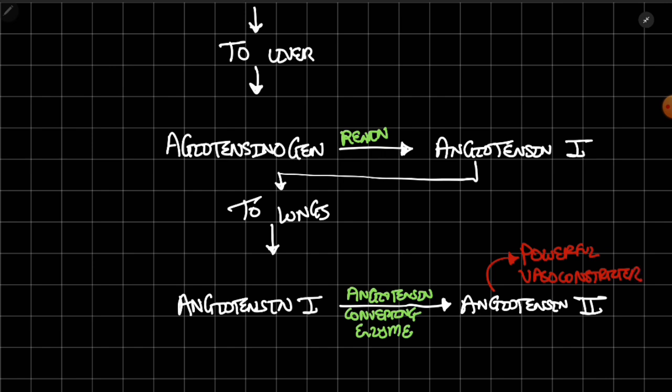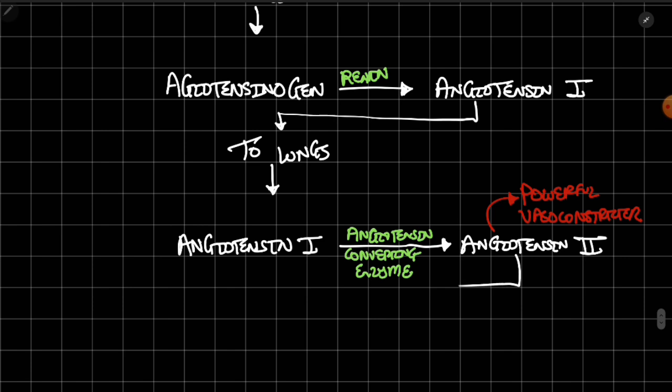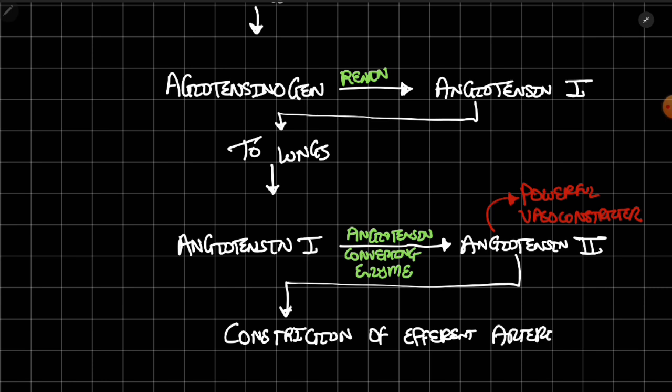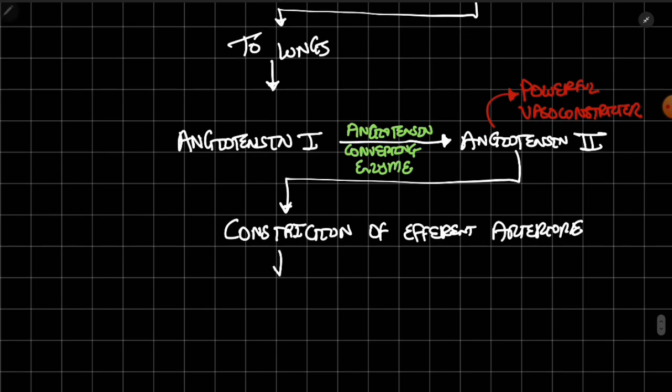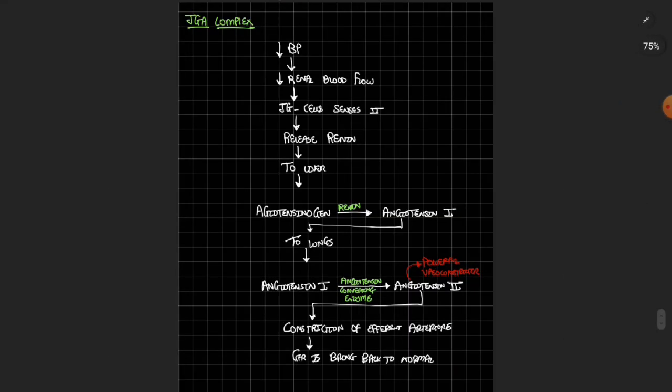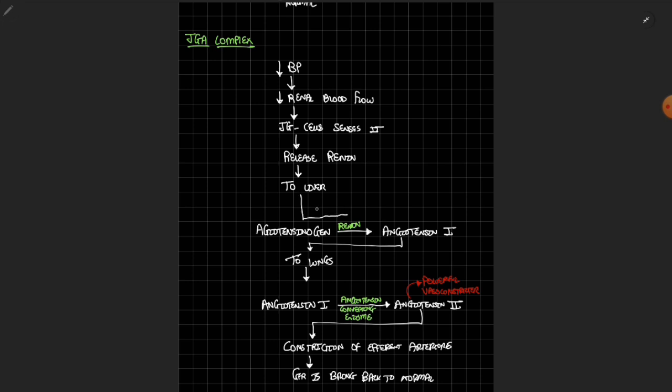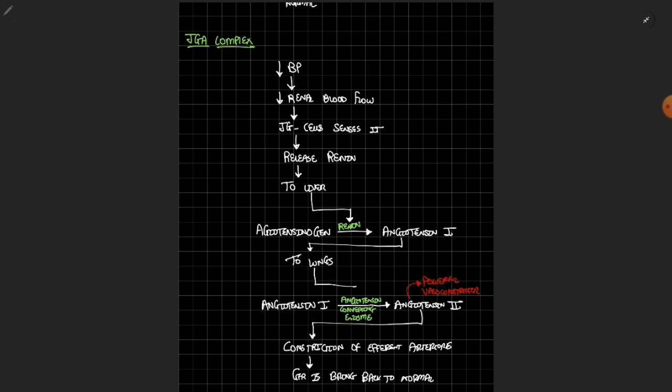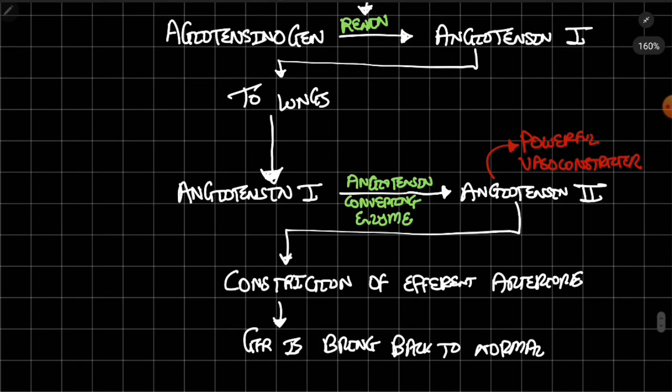So this powerful vasoconstrictor causes constriction of the efferent arteriole, and then GFR is brought back to normal. Okay, so this was about the JGA complex. This flowchart is very important in JGA complex.